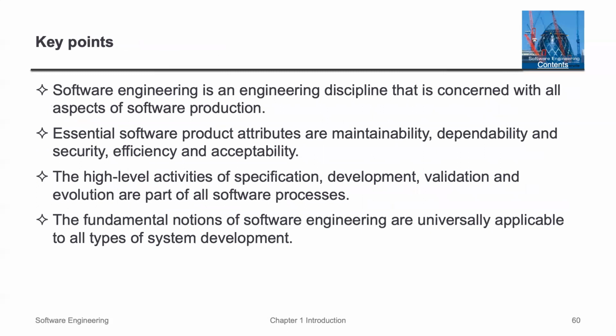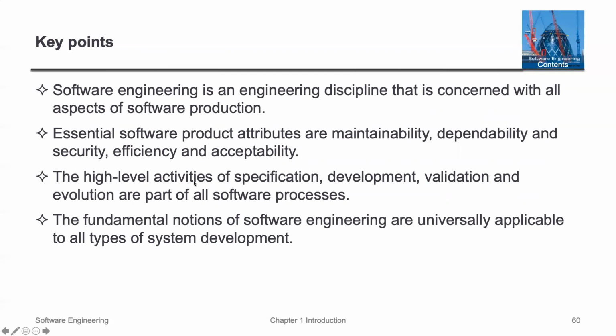Okay, well, that is the four use cases, and then I'll just have a couple of key points, and then we'll finish up for this introductory lecture. So software engineering is an engineering discipline that is concerned with all aspects of software production. Essential software production attributes are maintainability, dependability, security, efficiency, and acceptability.